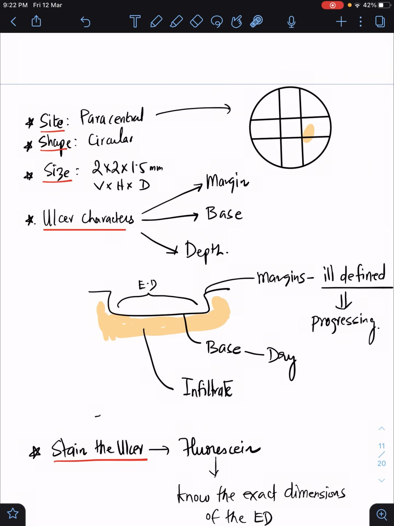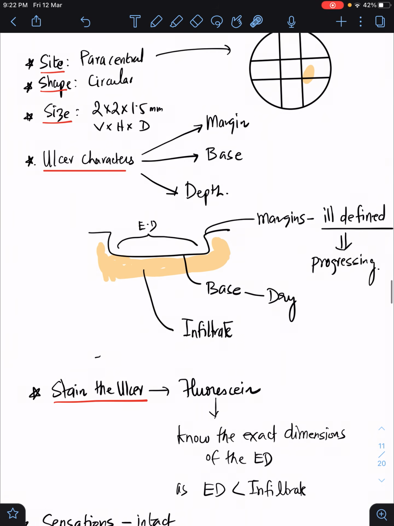Margin and base are very, very important because they characterize the corneal ulcer and point towards its etiology. The margins in our patient are ill-defined. An ill-defined margin means it's a progressing or an active ulcer. The base of the ulcer was dry and there was infiltrate.